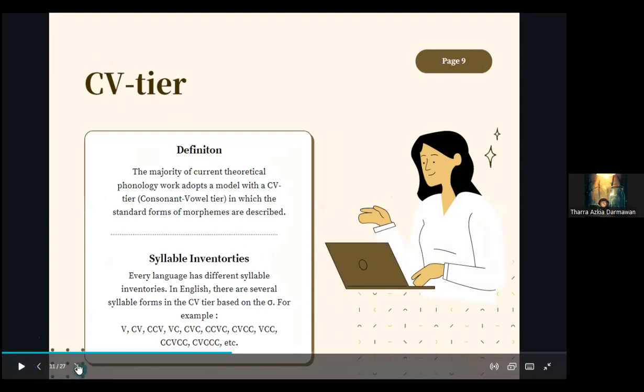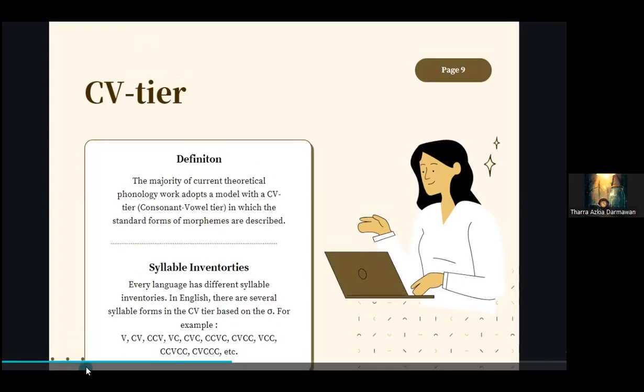Okay, thank you. Next, let's get into the CV tier. The definition. The majority of current theoretical phonology work adopts a model with a CV tier or consonant vowel tier in which the standard forms or morphemes are described. And then the syllable inventories. Every language has different syllable inventories.